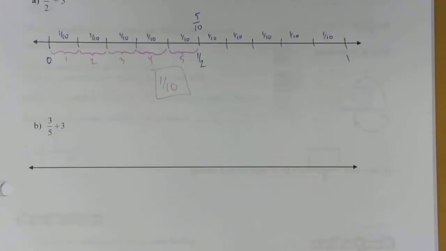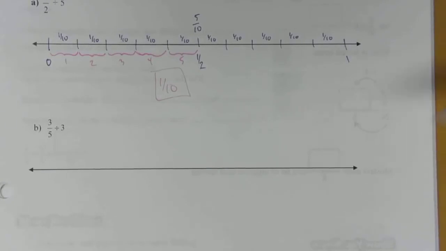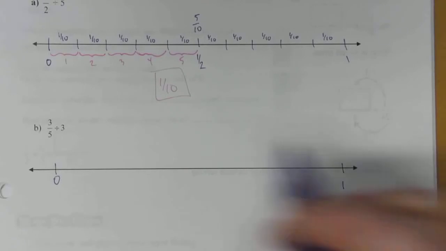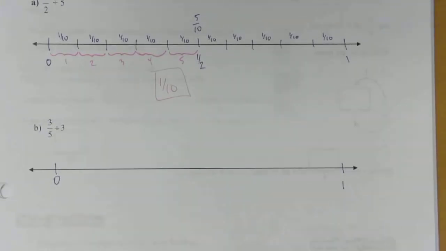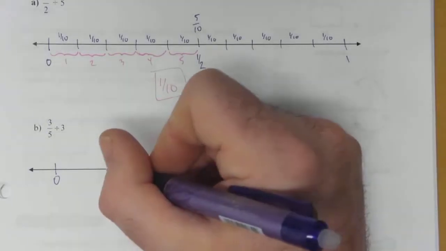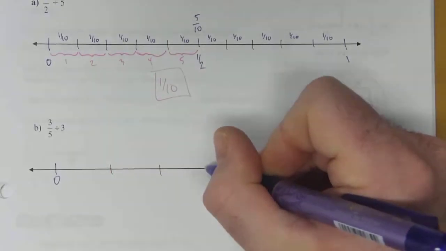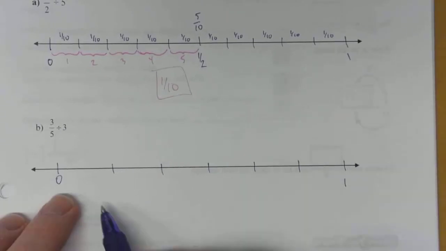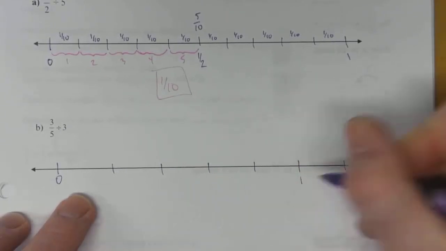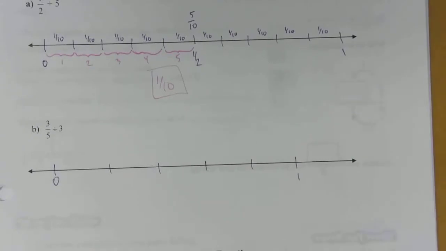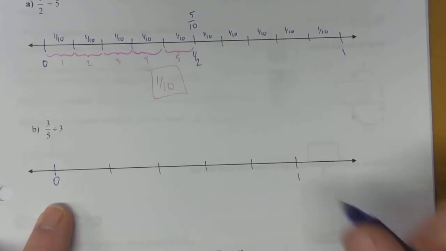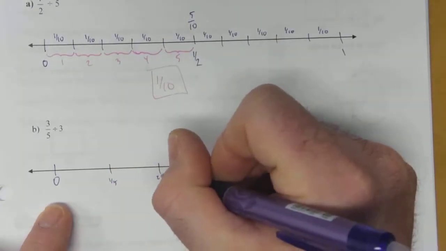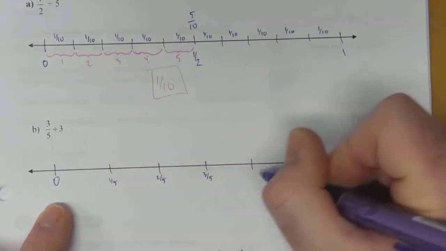One more example here, 3/5 divided by 3. Same deal, start with 0 and 1. I have to be able to graph 3/5 on here, so I need to break this into fifths. 1, 2, 3, 4. Oh, I did this wrong, didn't I? 1, 2, 3, 4. So I'll just move 1 to here. So this is now 1. 3/5, so that's 1/5, 2/5, 3/5 is right there.